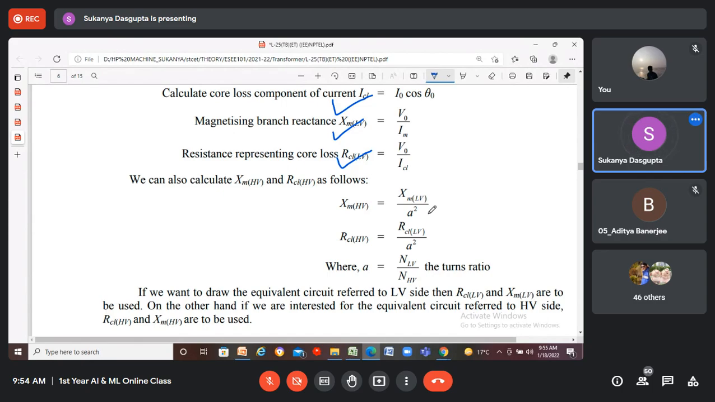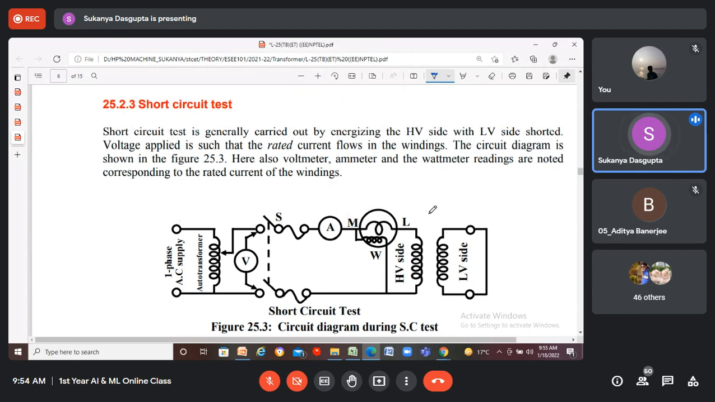Okay. And what is the short circuit test? See, it is just reversed in the case of a short circuit test. As far as the equivalent circuit is concerned, this time the low voltage side will be shorted, and all the instruments will be connected with the high voltage side, because this time using the short circuit test, we actually want to measure only the copper loss. Only the copper loss, right?